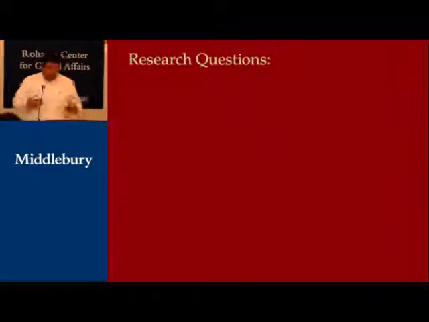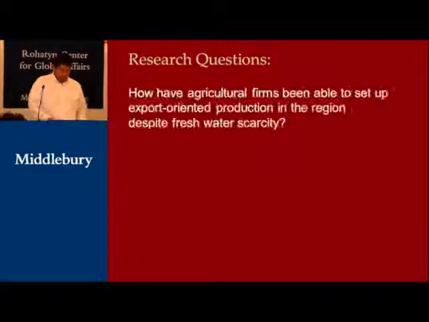Now, in starting this work, I asked a few different research questions. The first one was, how have agricultural firms been able to set up export-oriented production in a region despite freshwater scarcity? And then second is, how do class and racial differences manifest themselves through the local labor market and the ability to access water?